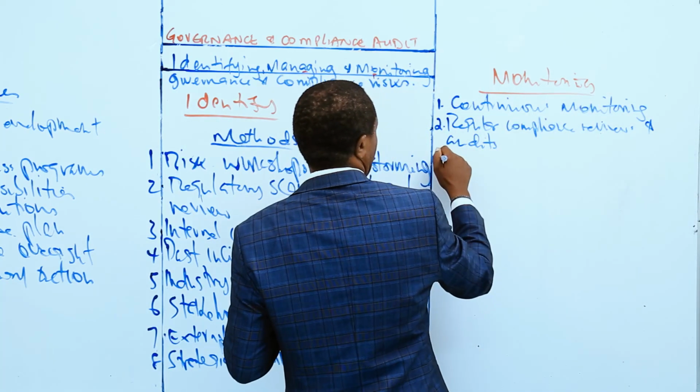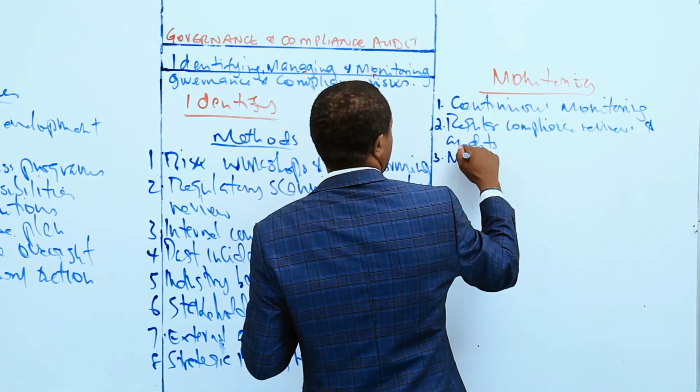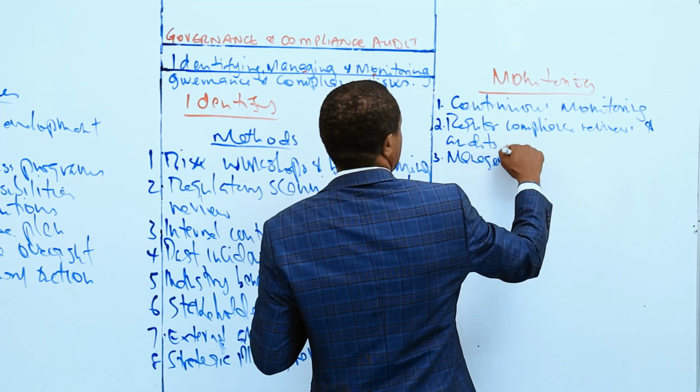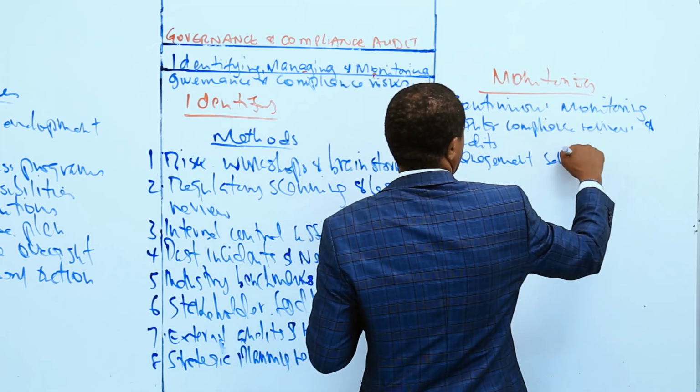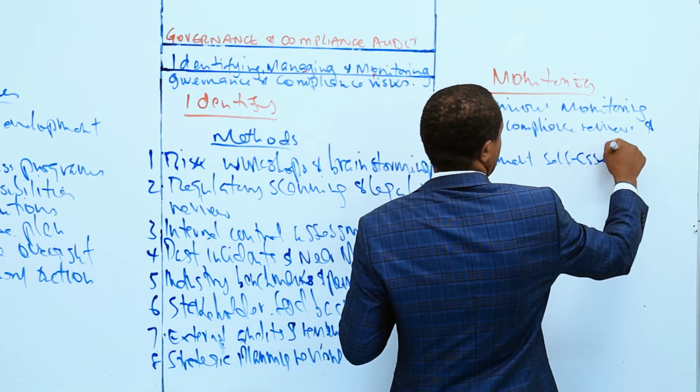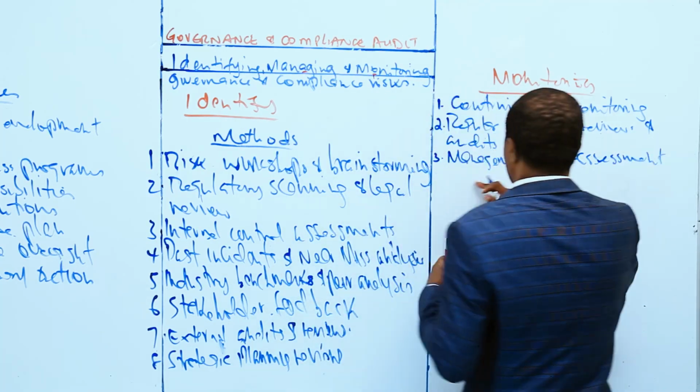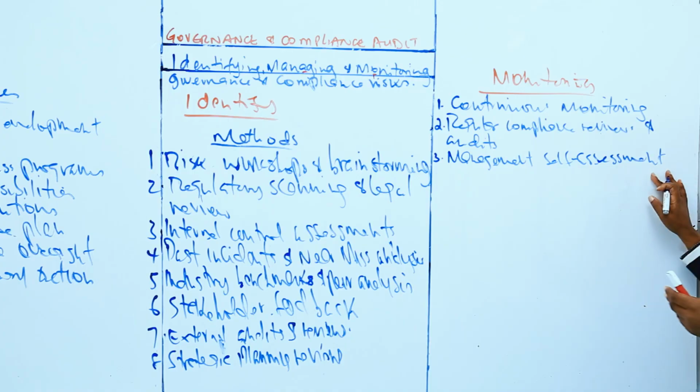3. Management self-assessment. Management self-assessment is another method that we can use to monitor governance and compliance risks. Managers periodically assess their own departments' adherence to policies and controls, which can help identify weaknesses and also implement corrective actions.